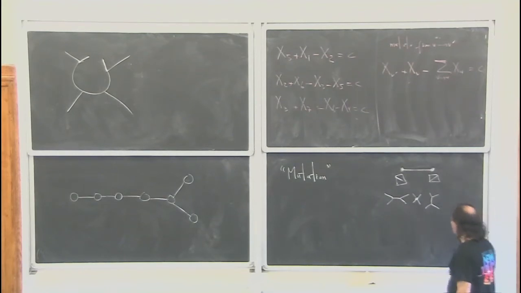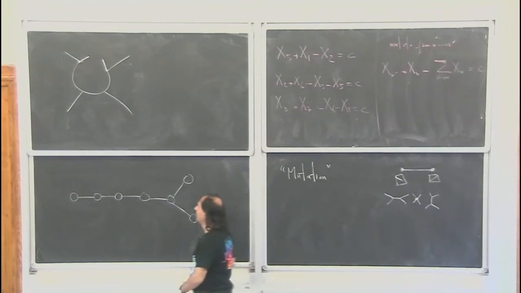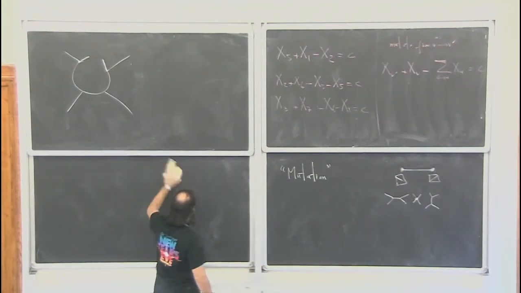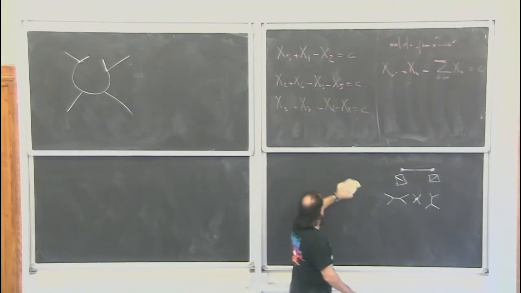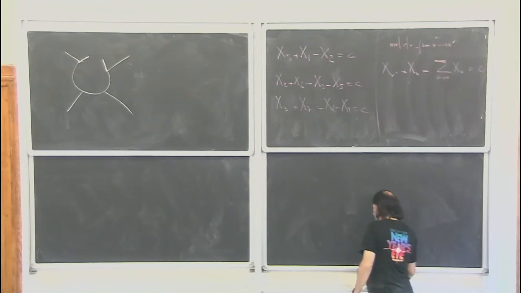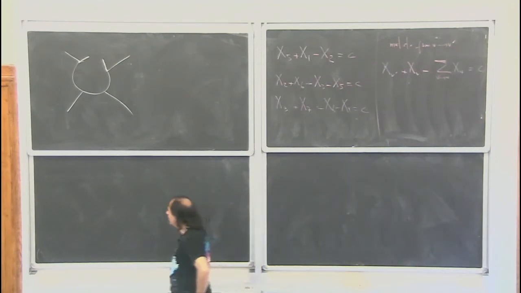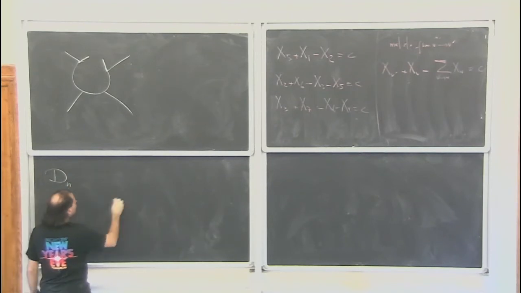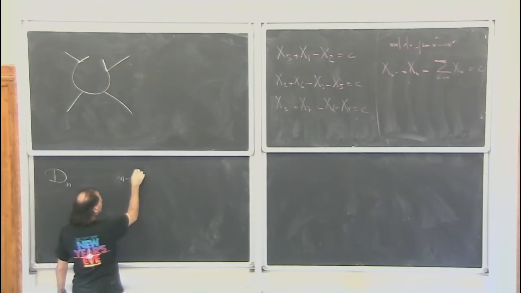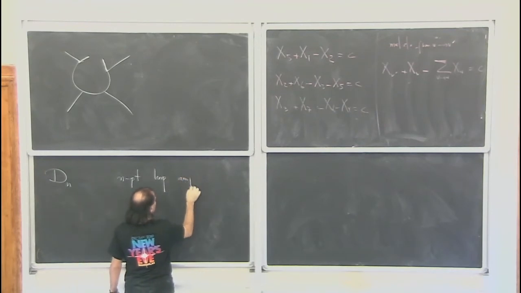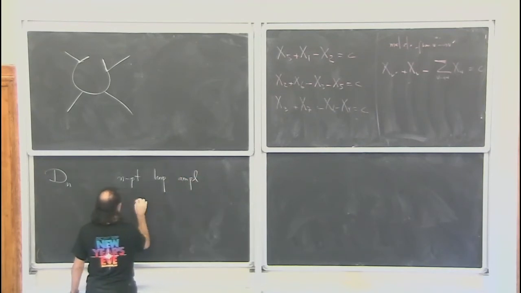Okay, so let's see what that looks like at one loop. Let me just put on this side that D_n is n-point one-loop amplitudes. So this is an n-dimensional polytope.